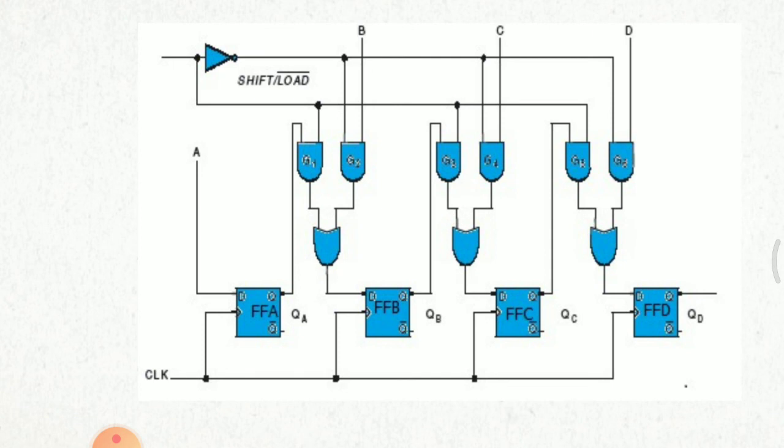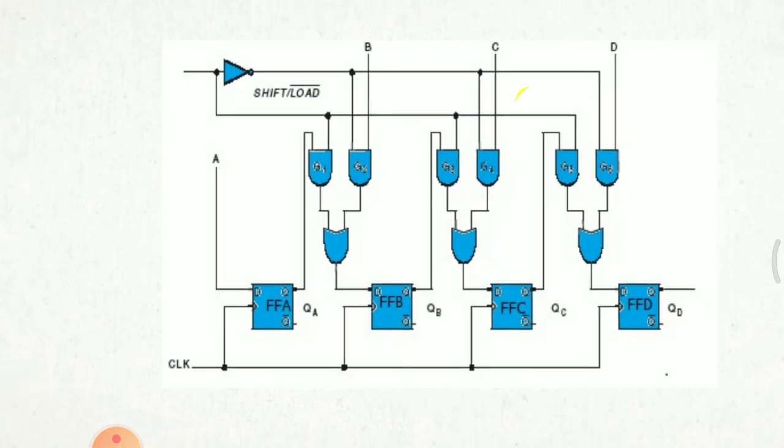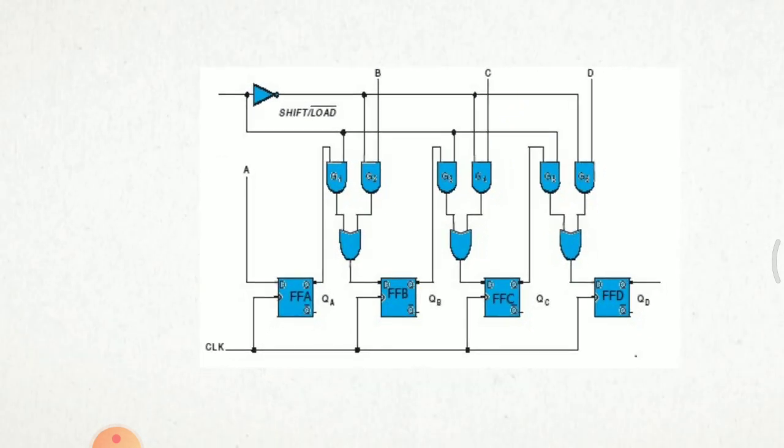When the clock pulse is applied, the flip flop with D equal to 1 will be set, and the flip flop with D equal to 0 will be reset, thereby storing all the 4 bits of data simultaneously. OR gates allow either the normal shifting operation or the parallel data entry operation, depending on which of the AND gates are enabled by the level on the shift or load input.